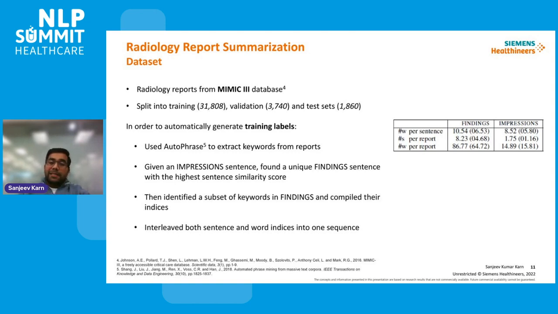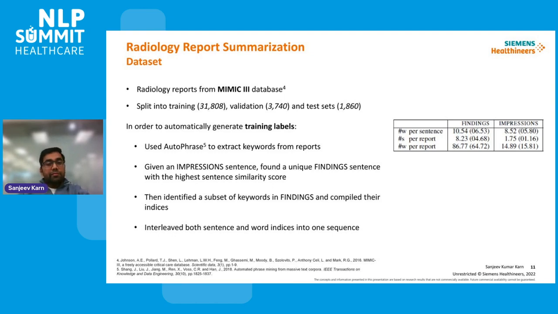As I mentioned previously, we only have the finding section and the impression section. We don't have any training labels of which sentences in the finding are salient sentences, and which words are salient words that the extractor needs to extract. So what we do is heuristically obtain those labels. First, we use AutoPhrase, a supervised way to find the keywords in reports. We train it and apply it on the report to find the keywords.